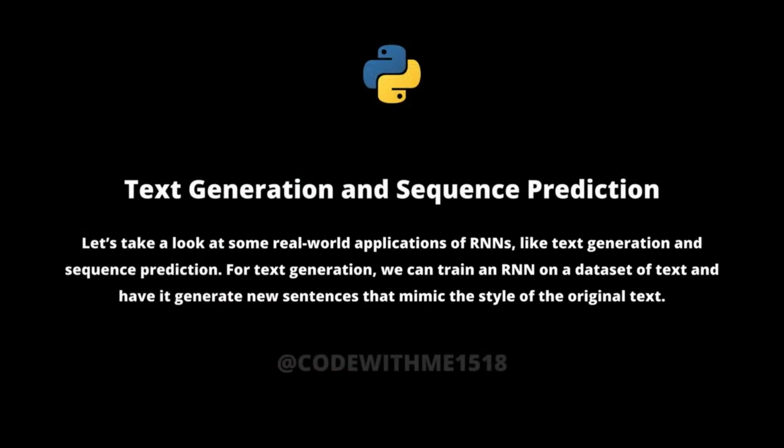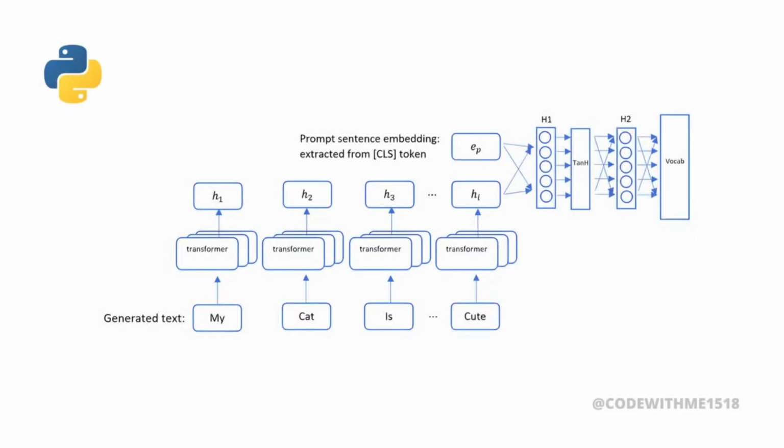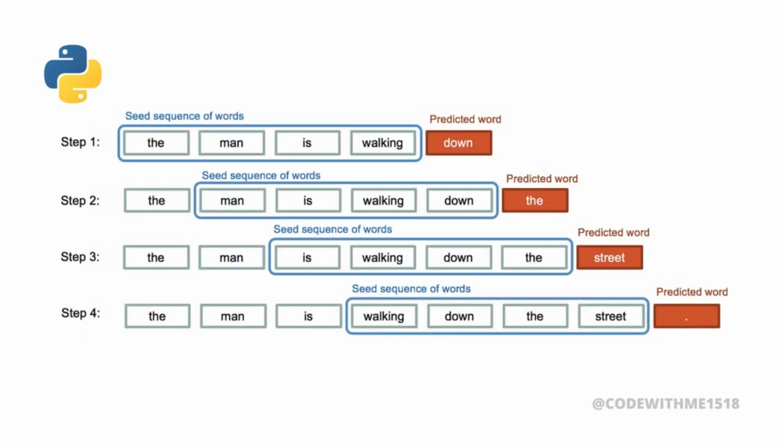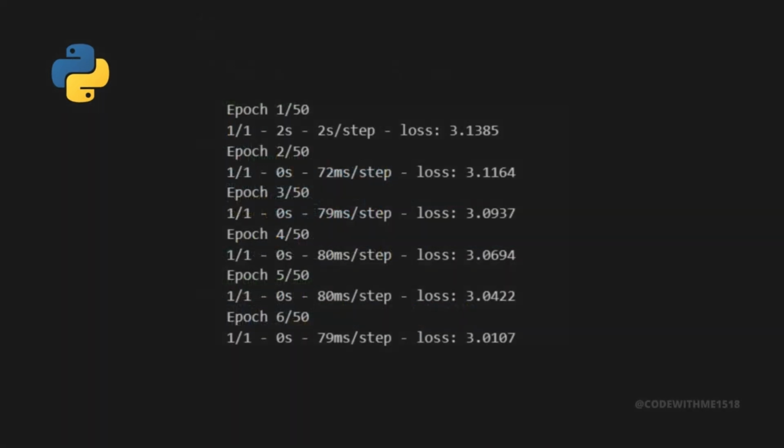Now, let's take a look at some real-world applications of RNNs, like text generation and sequence prediction. For text generation, we can train an RNN on a dataset of text and have it generate new sentences that mimic the style of the original text. After training, we can use the model to generate new text based on the input sequence. It's fascinating how RNNs can capture the style and structure of the input data.